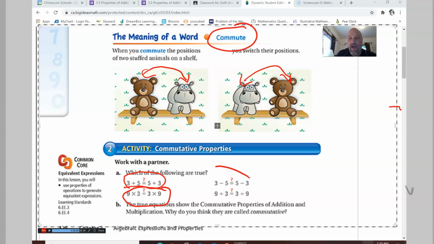But it does not work with subtraction. 3 minus 5 is negative 2. 5 minus 3 is 2. So those are opposites. 9 divided by 3 is 3. 3 divided by 9 is 1/3, or 3/9. So no to both of those. So this switching places, manipulating, lets us do lots of tricks with math. And we're going to practice that today.